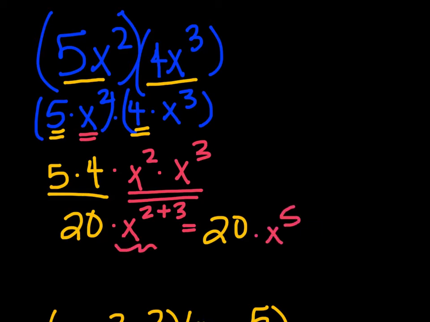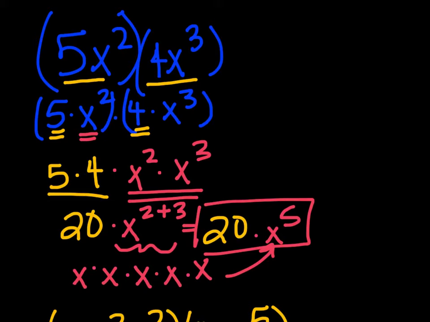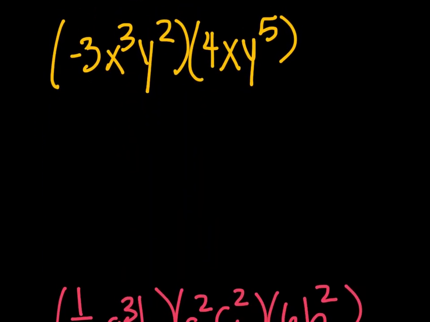Now let's understand why that is. We can say x squared is essentially x times x. X to the third is x times x times x. So how many x's do we have? 5 of them. There is our final answer for that problem. Let's do another one.